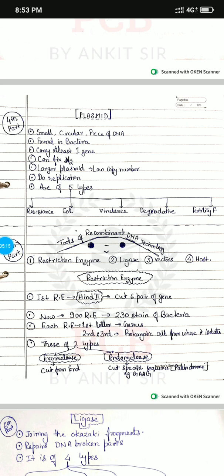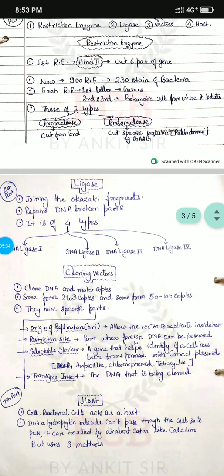There are two types of restriction enzyme. One is exonuclease and another is endonuclease. Exonuclease cuts the DNA from the end part only, and endonuclease cuts any specific sequence which is palindromic. Palindromic means, like the word dalda, reading from the right hand side and from the left hand side, the same letters are formed.